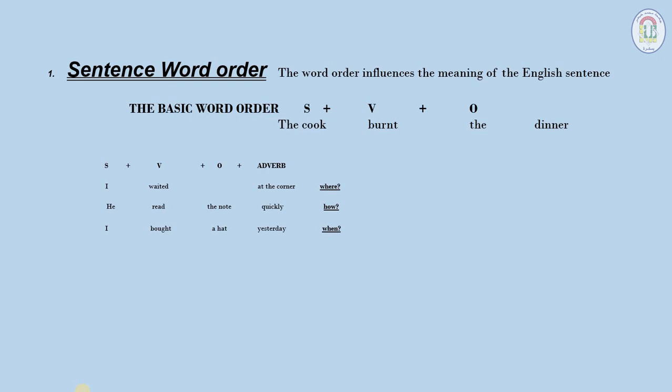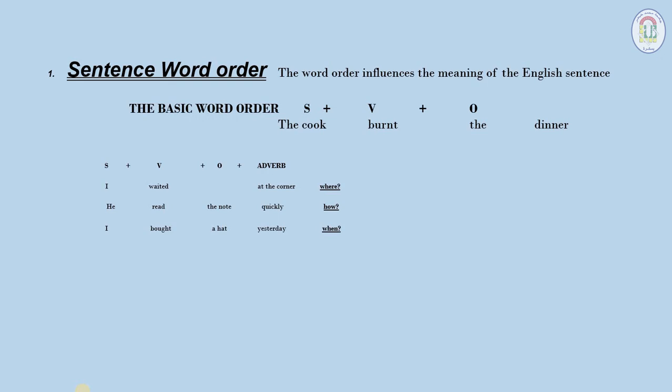So the sentence normally has an order. This set of order, we call it the word order. It is the words arrangement in the sentence. The word order influences the meaning of the English sentence. So the way we organize the sentence parts normally affects the meaning of the sentence. The subject, verb, object is the basic word order in English.